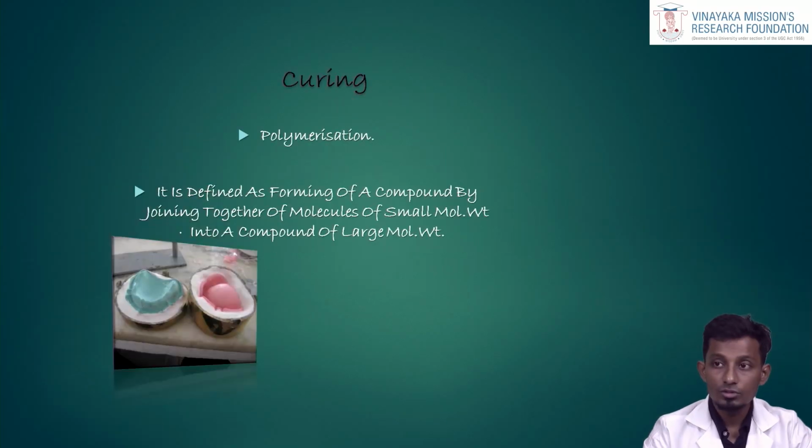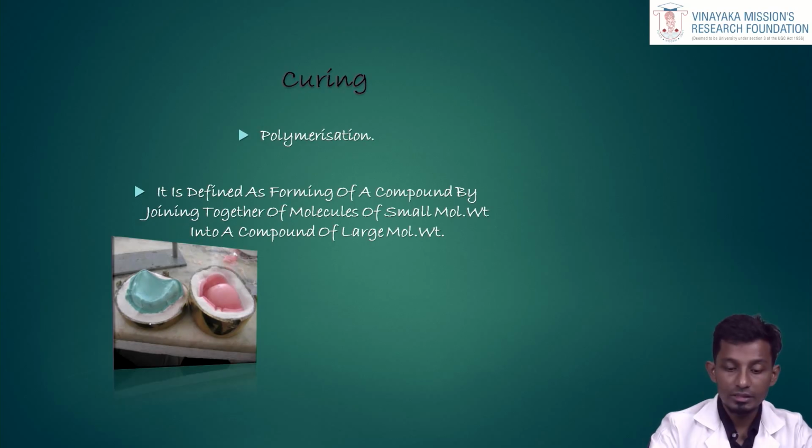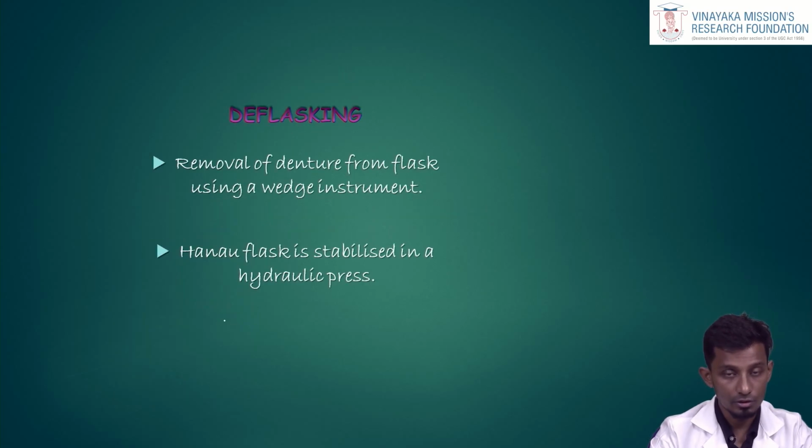Next we do something called curing. Curing is nothing but polymerization of the acrylic material. It is defined as the forming of a compound by joining together of molecules of small molecular weight into a compound of large molecular weight. So you can see the dental model or the cast and the acrylic on the two different parts of the flask. Now this is placed into hot water for curing.